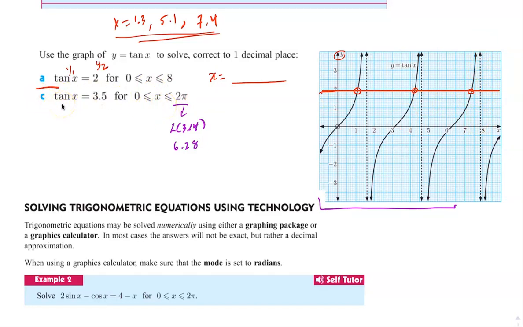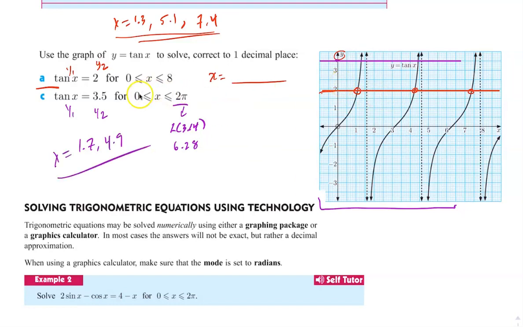So same idea. y1, y2. Where does y equal 3.5? About right here. This one goes straight across. But again, I'm going to stop around there, because that's all 2 pi hits. So I'm not going to include this one right there. So it'll be these two values. It looks like, I don't know, 1.7 and 4.9. Just estimating. And those are your answers.